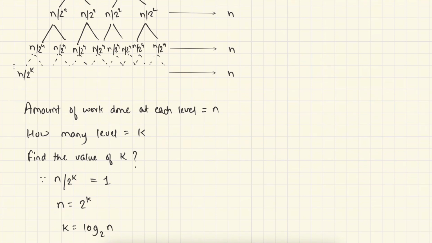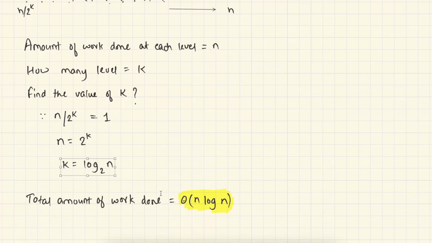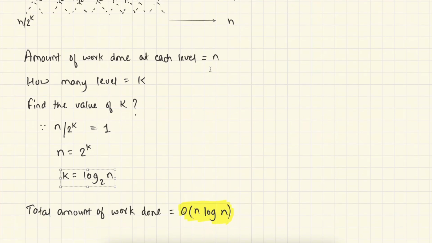This is the point where our recursive call is going to complete, so the value of n at this point is going to be 1. So n divided by 2 to the power k is equal to 1. After solving this, we get the value of k is log base 2 of n. So the total amount of work done in this recursive function is the amount of work done at each level, that is n, times the number of levels we have. So it turns out to be theta of n log n.